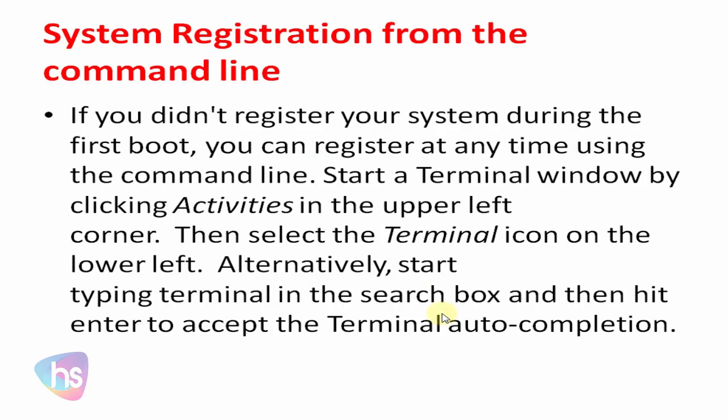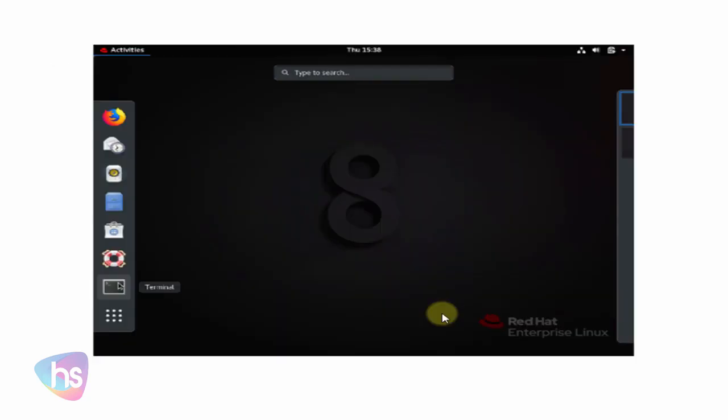System registration from the command line is also possible. If you missed the GUI registration during first boot, you can register anytime using the command line. Start the terminal window by clicking Activities in the upper left corner, then select the terminal icon on the lower left. Alternatively, start typing terminal in the search box and it will auto-complete. Once it is done, this is the window; the welcome screen will be displayed, that is Red Hat Enterprise Linux 8.